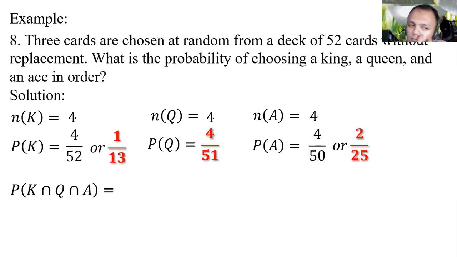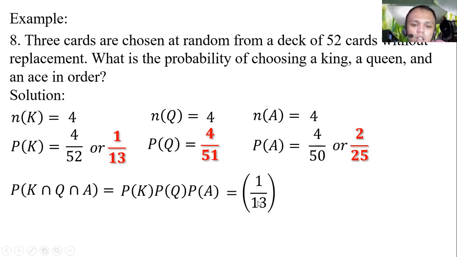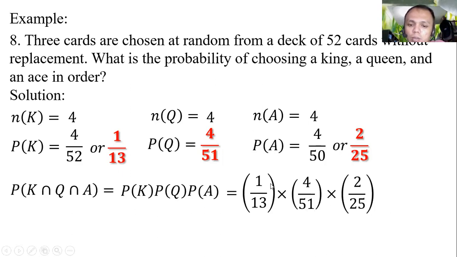Okay? Then now, what is the probability of the intersection of these 3 events? So, we have here probability of king times probability of queen times probability of ace. Multiply 1 over by 13 times 4 over by 51 times 2 over by 25. Okay, multiply natin. That would be equal to 8 over by 16,575. So this is the final answer here.